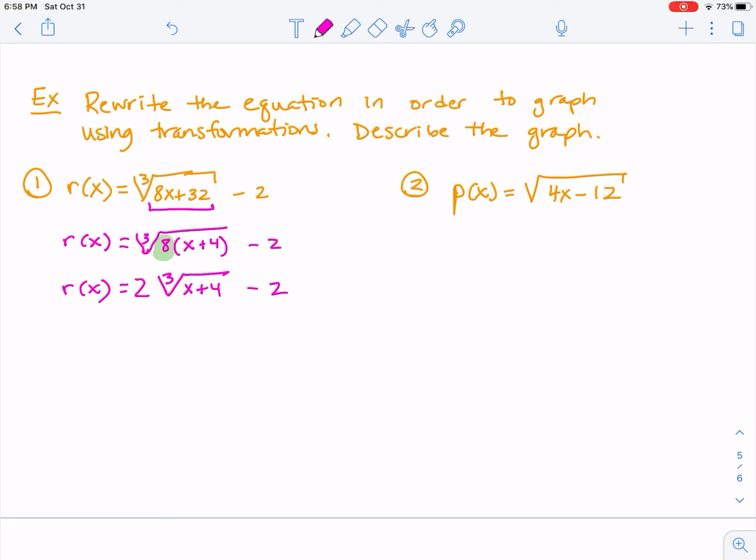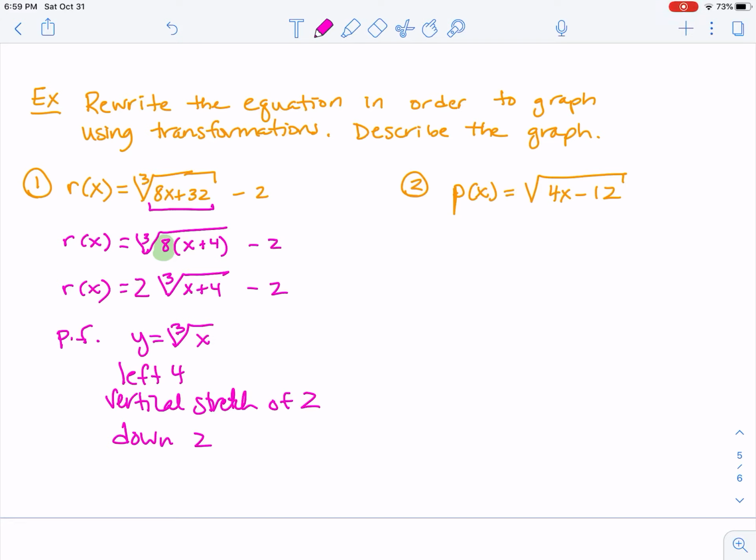Now it says to describe the graph. Well, first of all, what's the parent function? Most simplest form. Well, y equals cubed root of x. What are the transformations? Well, the plus 4 tells me I'm going left 4. The 2 out in front, well, that's a vertical stretch of 2, meaning the y values will be pulled away from the x-axis. And then minus 2 means we're going down 2. That's how you're going to describe the graph based on the parent function. You're just going to tell me what the transformations are.